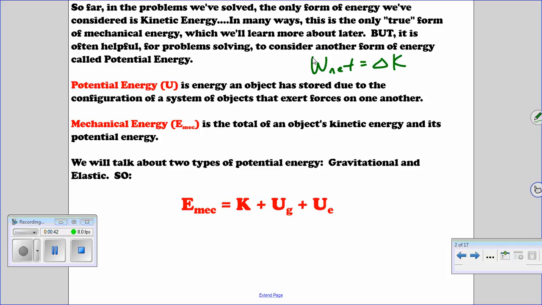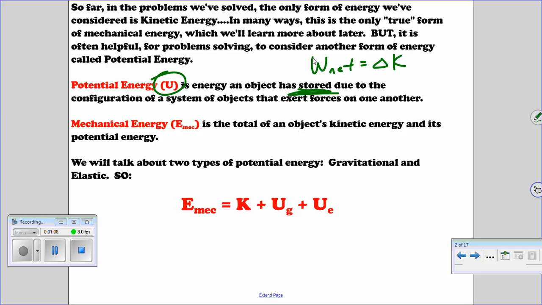All right, so here's the deal. Potential energy, we're going to use capital letter U to stand for potential energy. And potential energy is energy that an object has stored. The textbook definition is that it has energy stored due to the configuration of a system of objects that exert forces on one another. Even the book itself says that this is kind of a nebulous definition.